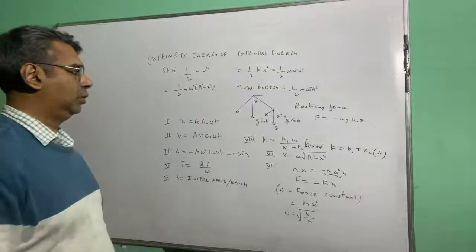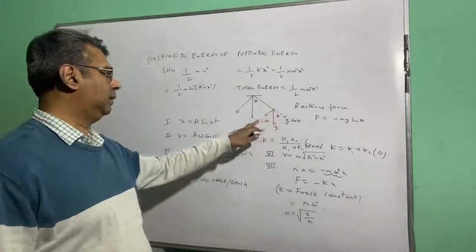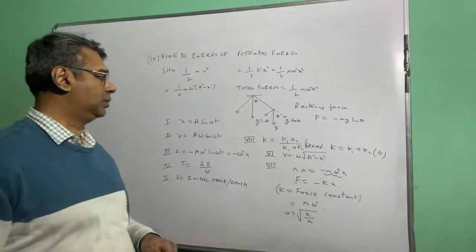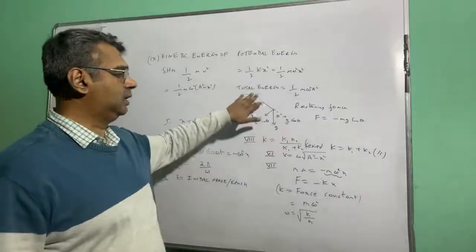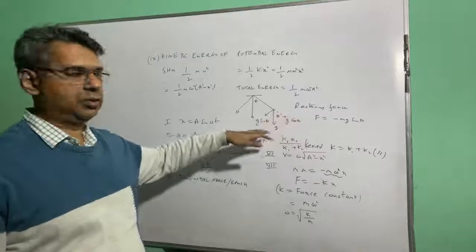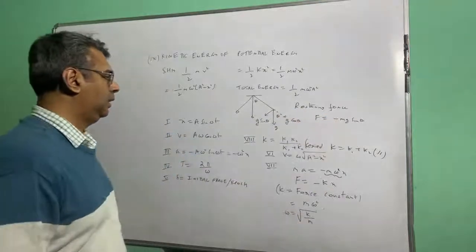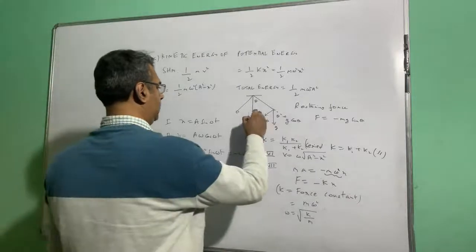So the restoring force, the force which will bring the bob back, is minus mg sin theta, because you can see that g cos theta will be along the string, so it will not restore. G sin theta will restore. So the restoring force F will be minus mg sin theta.